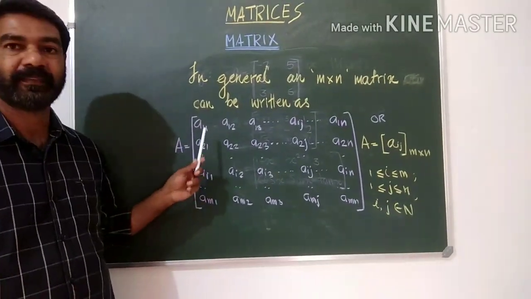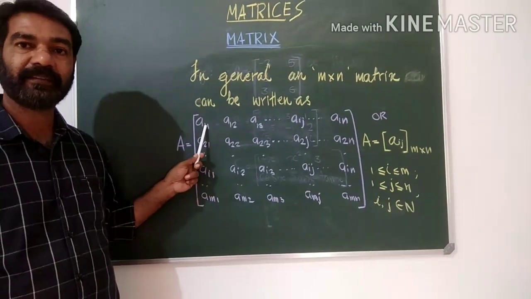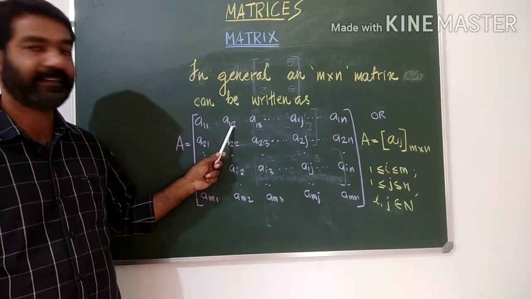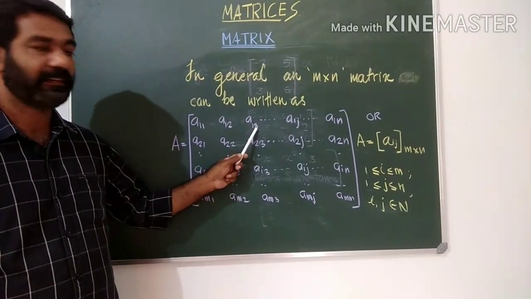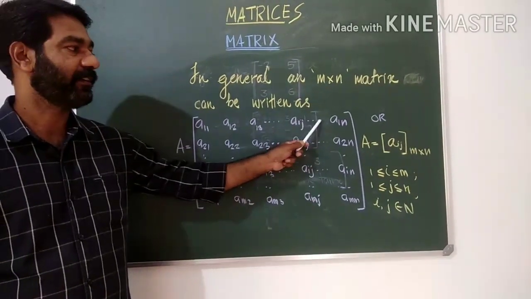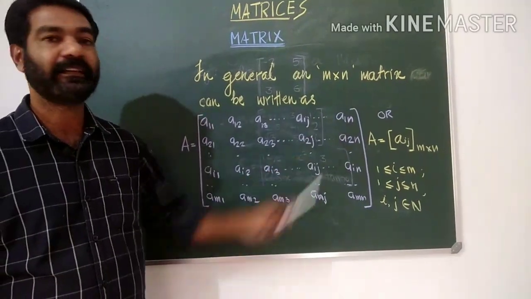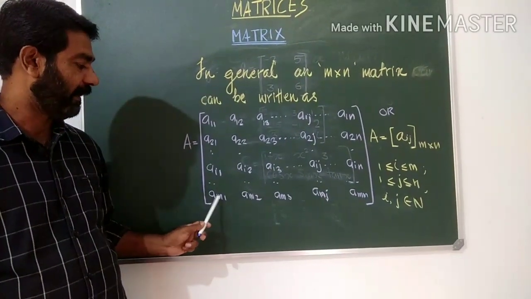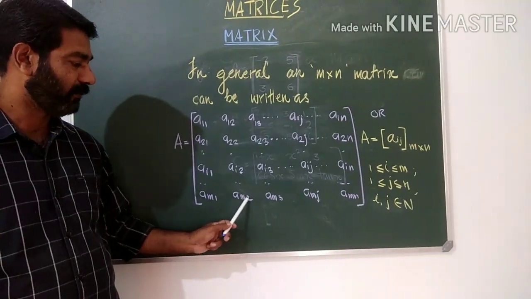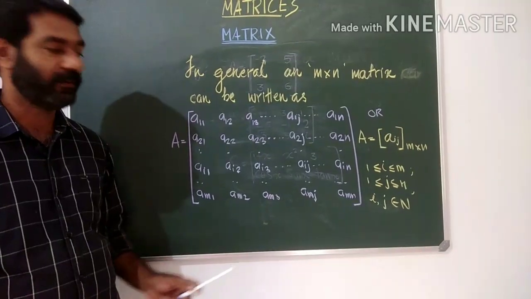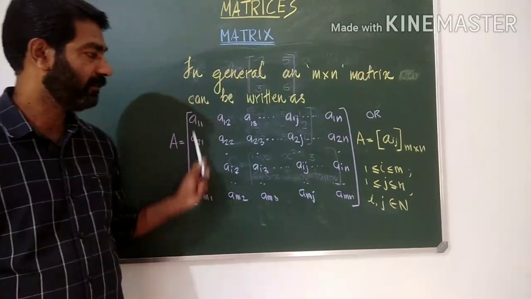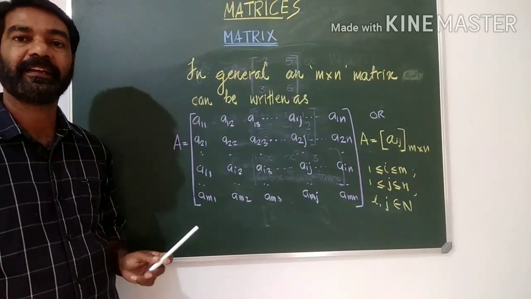A is equal to a11. a11 means the first row, first column. a12, first row, second column. a13, first row, third column, etc. aij, first row, jth column, etc. a1n, first row, nth column. So going on like that. Last, am1, mth row, first column. am2, mth row, second column. am3, mth row, third column. amj, mth row, jth column, etc. amn. So this is a way to write a general m by n matrix.